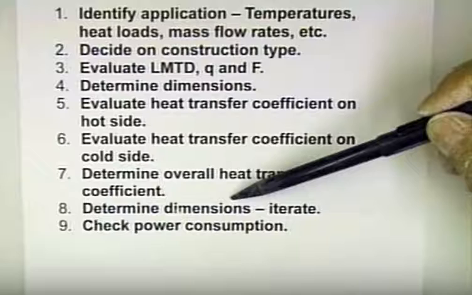How to design a heat exchanger: 1. Identify applications, temperature, heat loads, mass flow rate, and decide on construction type. 2. Evaluate LMTD, Q and F. 4. Determine dimensions. 5. Evaluate heat transfer coefficient on hot side. 6. Evaluate heat transfer coefficient on cold side. 7. Determine overall heat transfer coefficient. 8. Determine dimensions. Iterate. 9. Check power consumption.